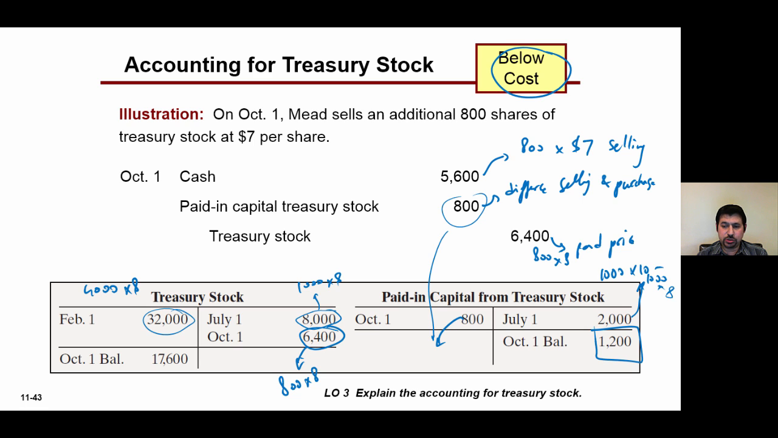It is important to remember that treasury stock is always recorded at cost, whether it was sold above or below cost. Now, the original paid-in capital account, in this case the common stock account, will not be affected, because selling treasury stocks will be affecting treasury stock and total assets.